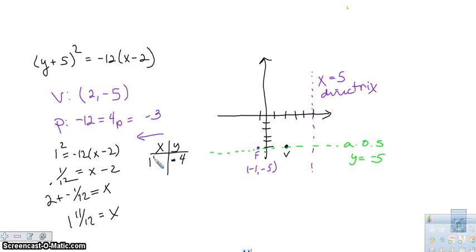So 1 and 11/12, almost 2. So when y is negative 4, x is almost 2, so right here. And that would be the same on the other side. So when y is negative 6, x would also be 1 and 11/12. So right here, and now you can sketch in your parabola. Oops. There you go. And that's what you're going to be expected to do. List all these things and make a sketch.